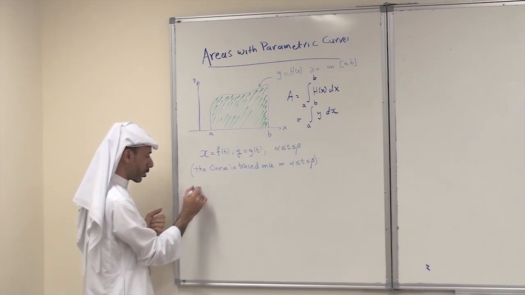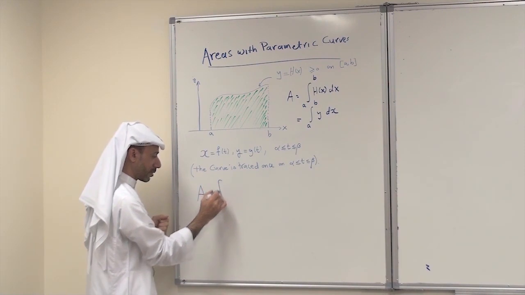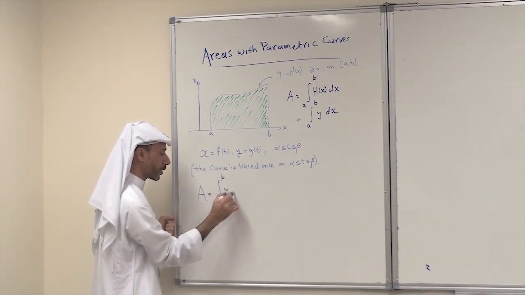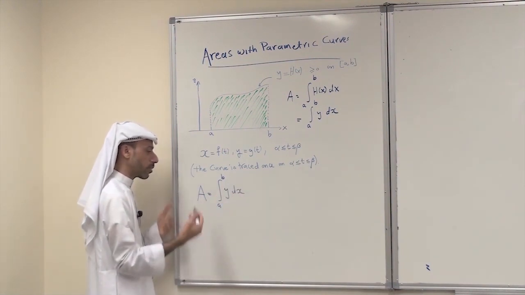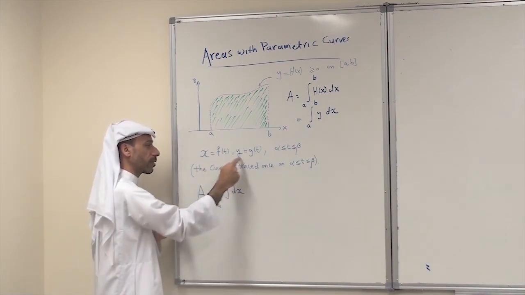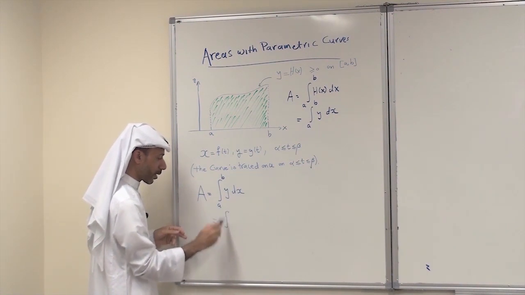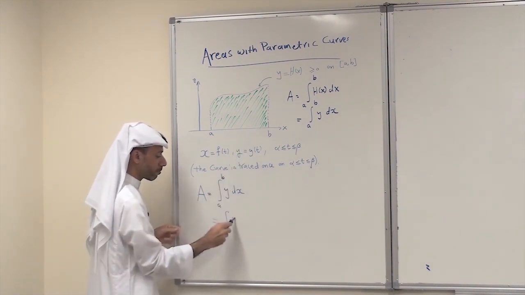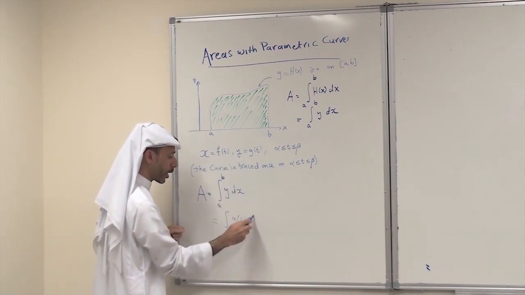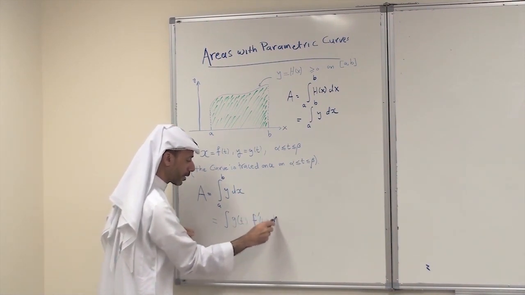The area in parametric form equals the integral. In the rectangular form you start from a to b of y dx. We make a substitution: just substitute y and dx from their corresponding parametric equations. So this becomes the following integral. y is just g of t, and dx equals f prime of t dt, the differential of f.